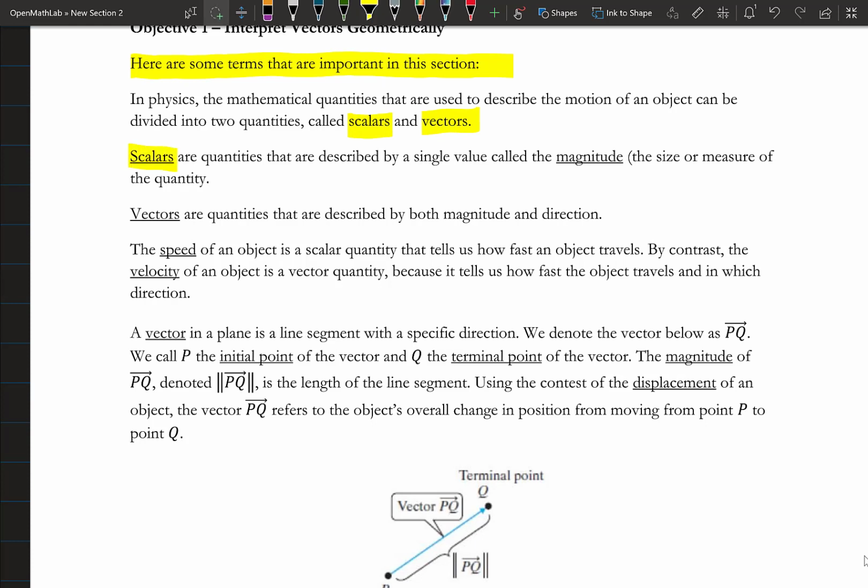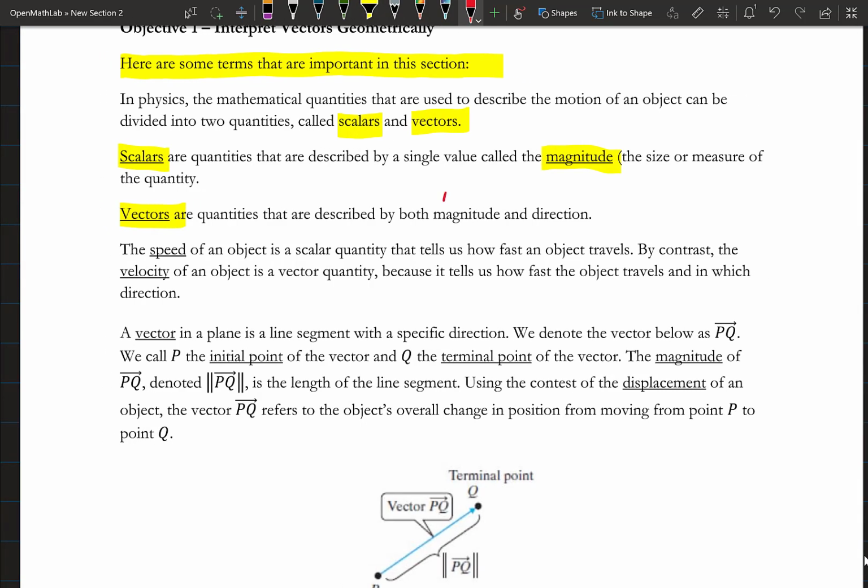Scalars are quantities that are described by a single value called the magnitude, which is the size or measurement of the quantity. But vectors are quantities that are described by both magnitude and direction. So vectors have both magnitude and direction. It's important to denote that, because we have to have both of these properties in order to have a vector.